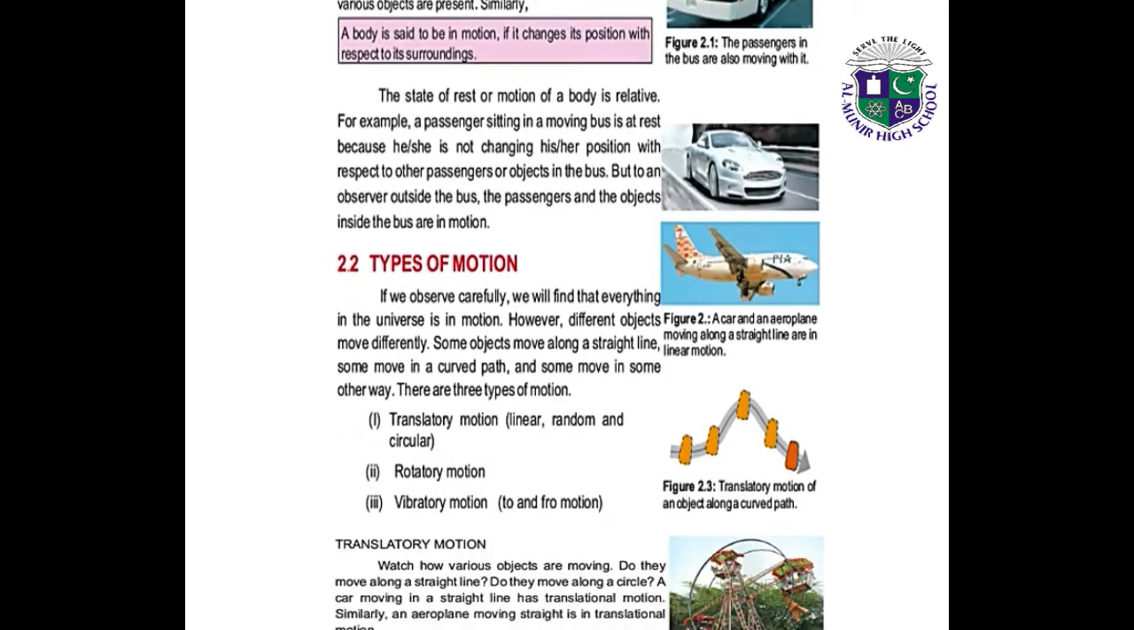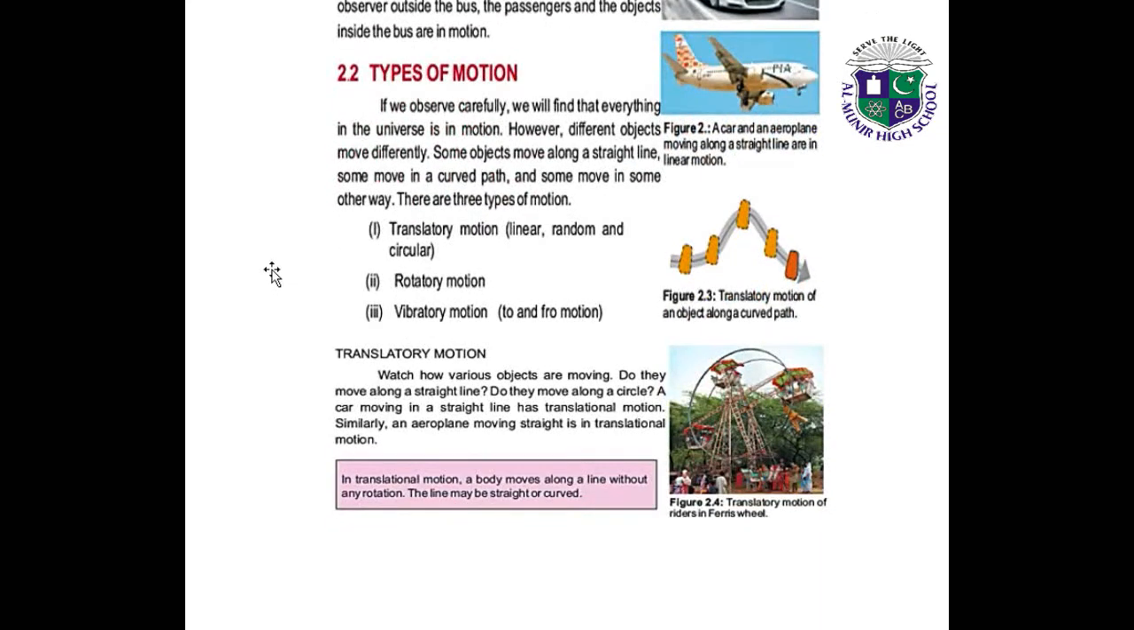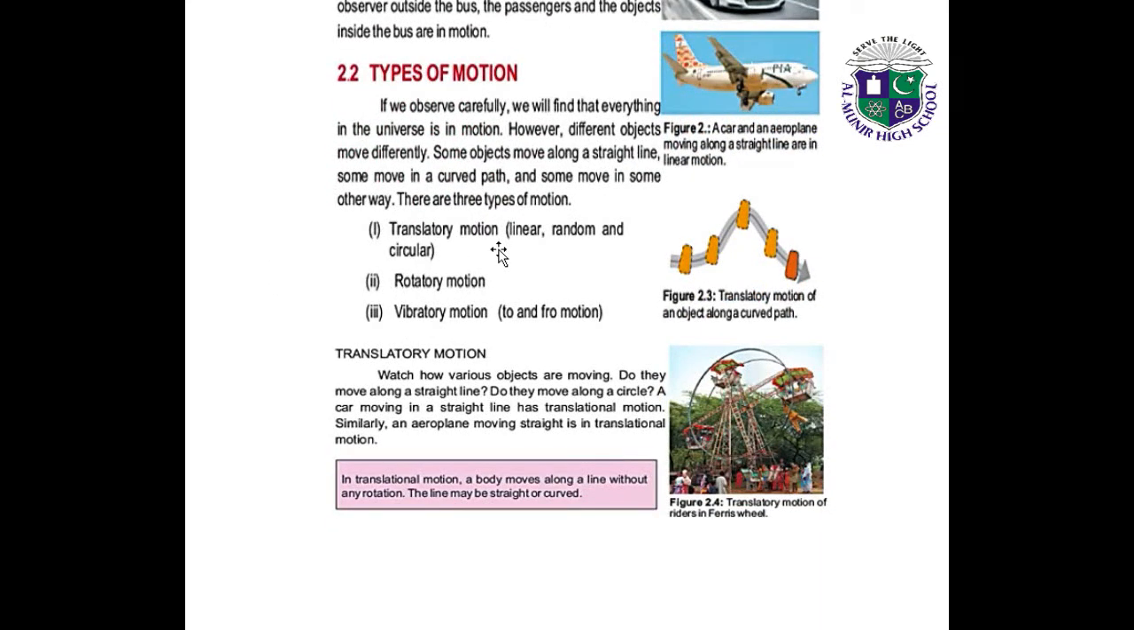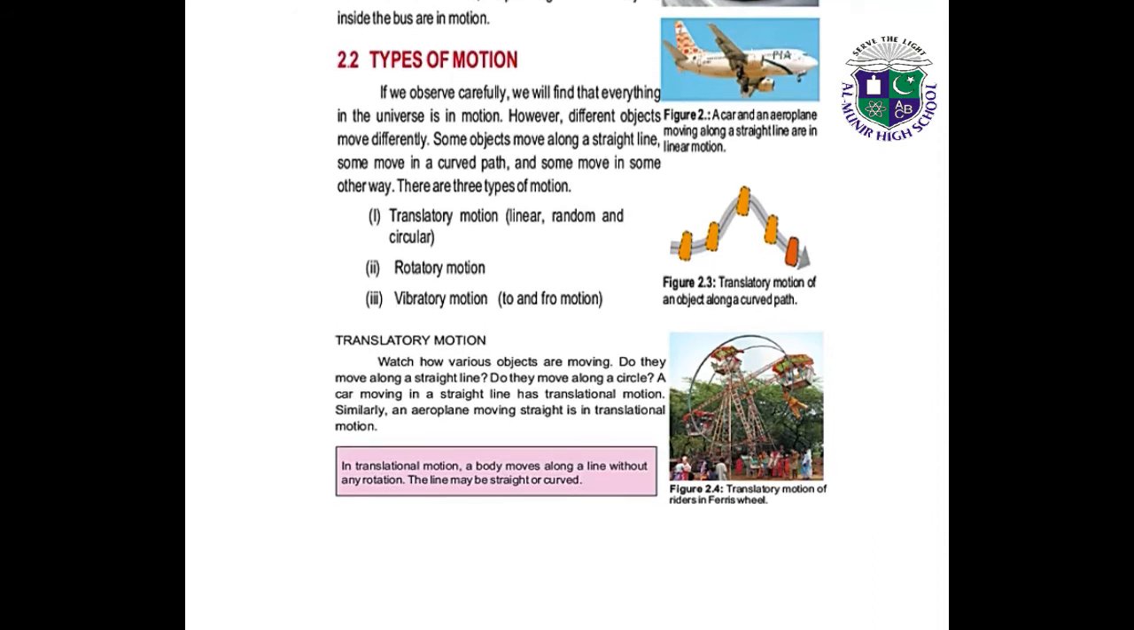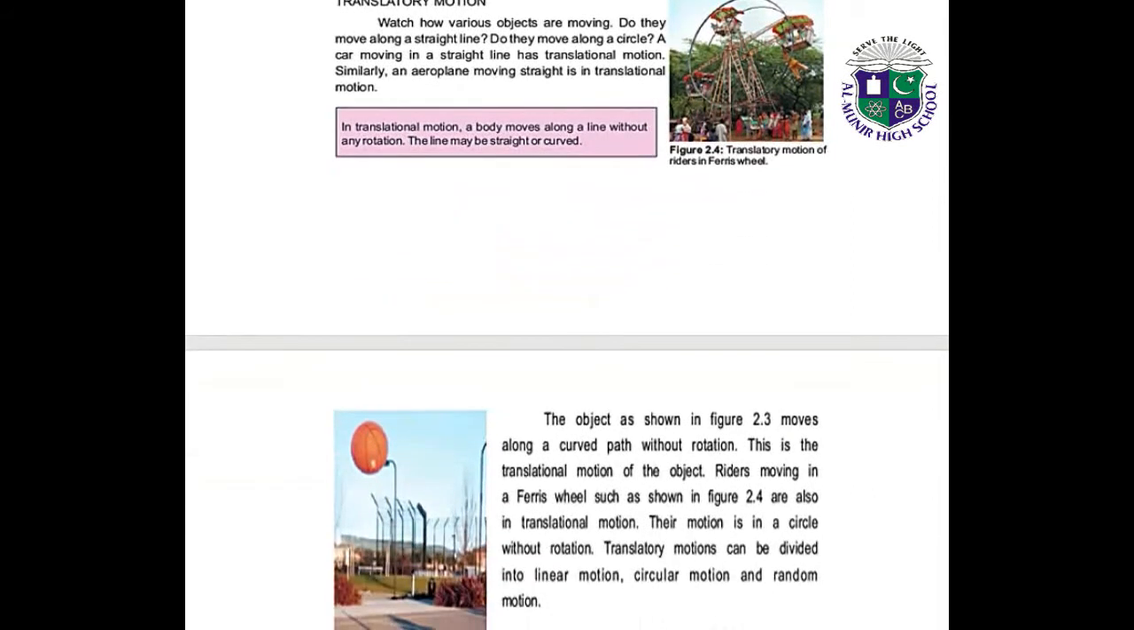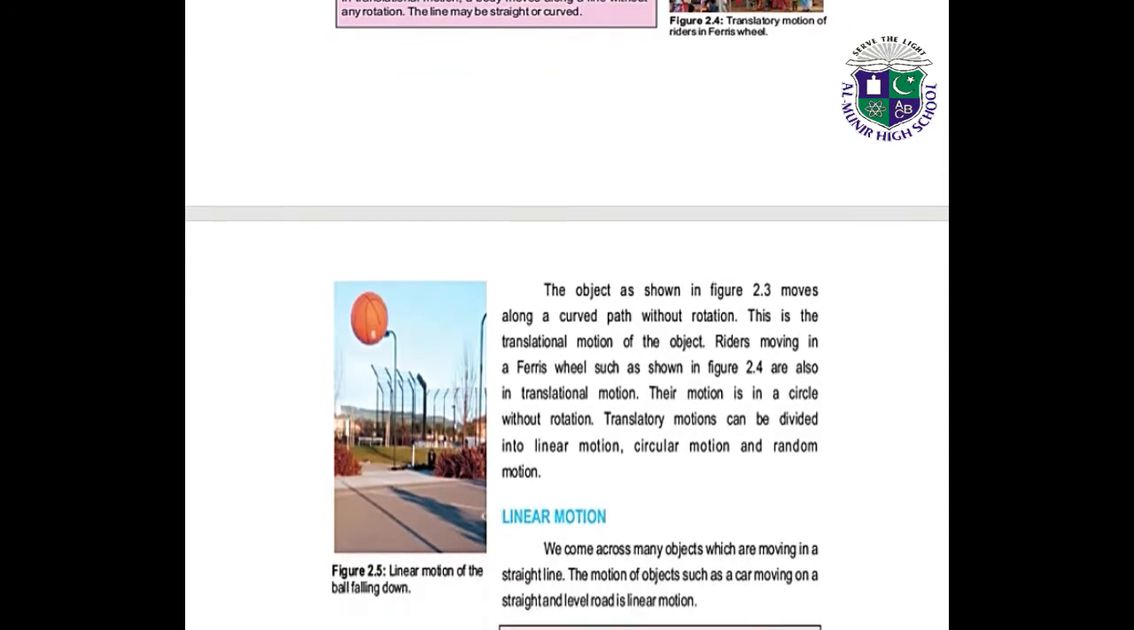How many types of motion do we have? Three types: translatory motion, in which linear, random and circular are the subtypes of translatory motion. Number 2, rotatory motion. Number 3, vibratory motion. First of all, look at the definition of translatory motion. In translational motion, a body moves along a line without any rotation. The line may be straight or curved. Look at the examples of translatory motion.